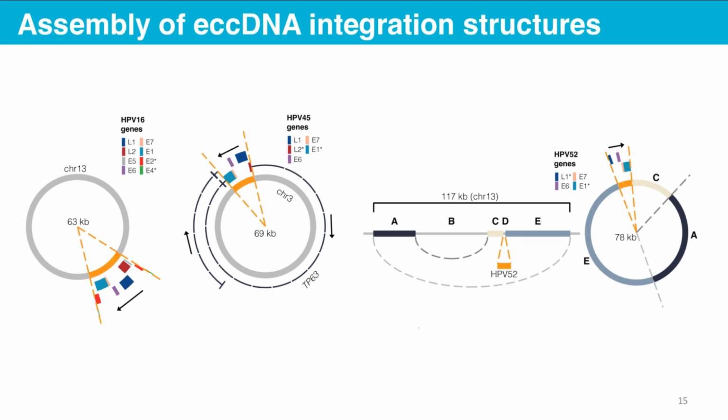So the actual content of the inserted HPV sequence can be variable, as you see in these 3 examples, but all of them show that E6 and E7, which are the genes in the pink and the purple, are invariably kept. So these are the minimally required genes in these cancers, it seems.